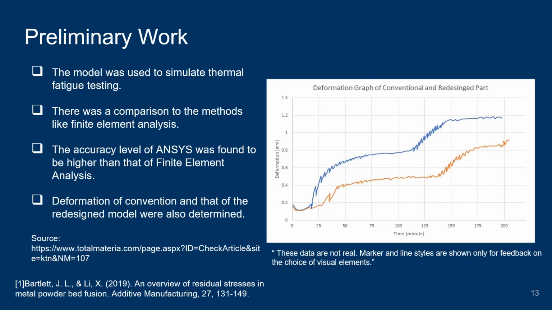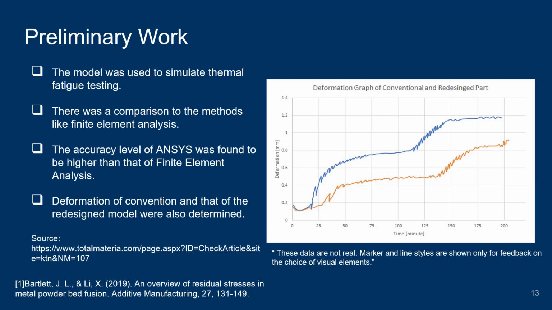The models were used to simulate thermal fatigue testing of parts that have been manufactured at different XYZ angles. The results of the simulations were compared to those obtained by using other methods, such as finite element analysis. Results were also compared with experimental tests conducted on a different type of material. The outputs from the computer software show that there was a significant difference between the results obtained from each method, ANSYS versus finite element analysis. The accuracy levels of ANSYS were found to be higher than those of finite element analysis.